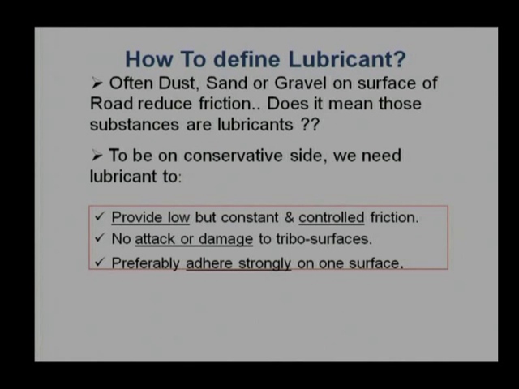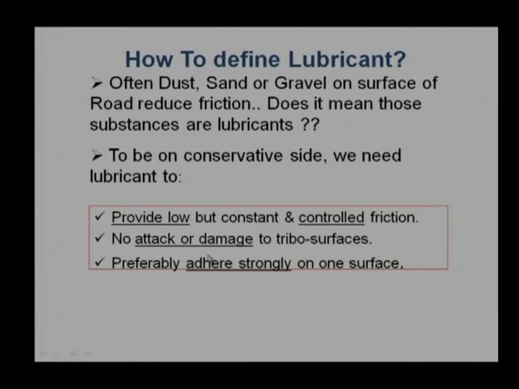And finally, it should not need to be provided again and again, as there is a possibility of some lack of the lubricant at any moment, temporarily. So, we require stickiness to the surface also. It should not happen that momentarily we are unable to supply the lubricant and then the system fails. In that situation, the lubricant should have some adhesiveness with the surface. So, a lubricant can be defined based on this. It should provide a low and controllable coefficient of friction. Second, it should not damage the surface, and third, preferably it should attach to the surface.